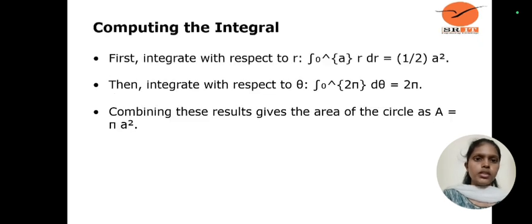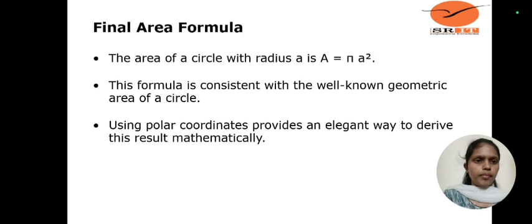Computing the integral. First integrate with respect to r. Integral from 0 to a of r dr equals half a squared. Then integrate with respect to theta. Integral from 0 to 2 pi of d theta equals 2 pi. Combining these results gives the area of the circle as A equals pi a squared.